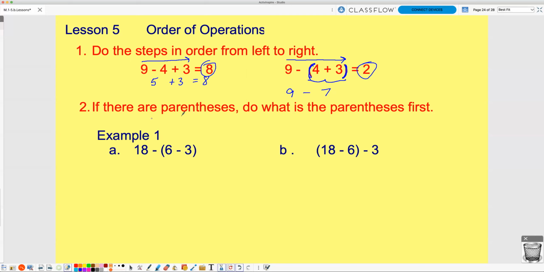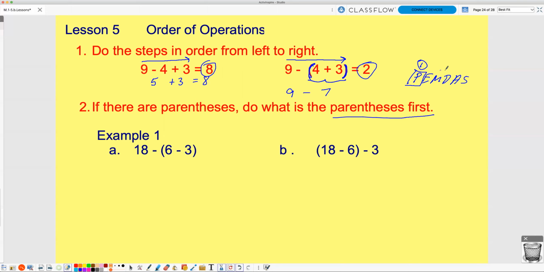So if there are parentheses, do what is in the parentheses first. Always remember, it's Please Excuse My Dear Aunt Sally. This means parentheses is first. That's all we're thinking about right now. Parentheses, make sure you do that first. Everything else comes after that.